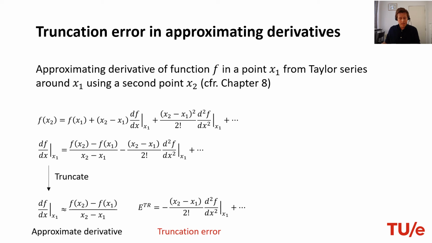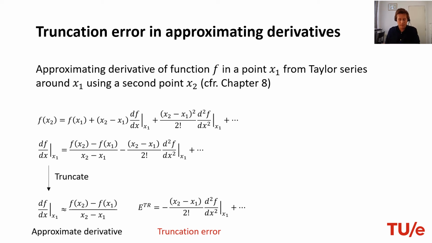Let's say we want to compute the derivative of a function in a given point x1. What we would do then is construct a Taylor series around the point x1 using a second point x2. More information on how this is actually done and how this approximates the derivative in an accurate manner will be discussed in chapter 8. But again, you see that this is based on this Taylor series concept. So if you're not very familiar with it, I would suggest you read up on it.